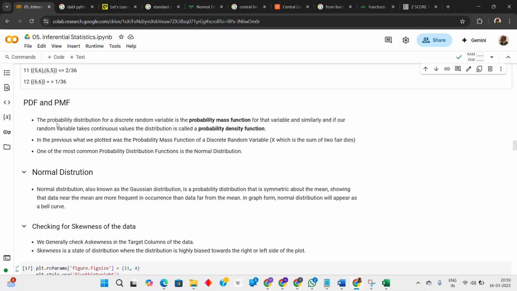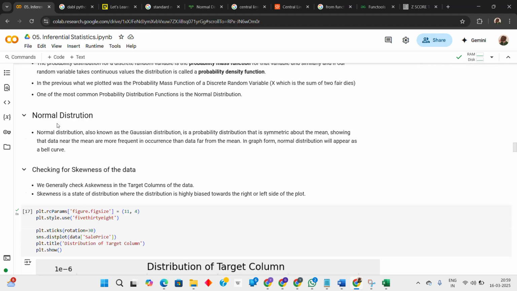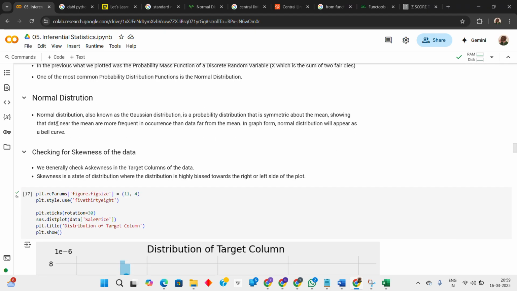Then the PDF and PMF functions, which have been discussed for the last two days. Again I am telling you, PMF is for a discrete random variable. And PDF, density, you can understand this very easily: density means continuous. That is why the probability density function is always suited for a continuous variable. And normal distribution, yes, this is the concept.